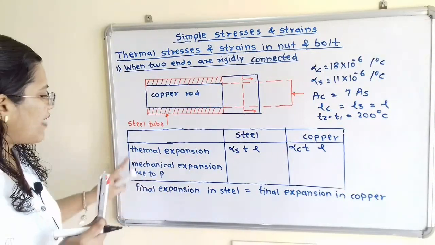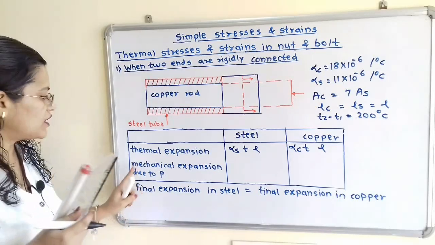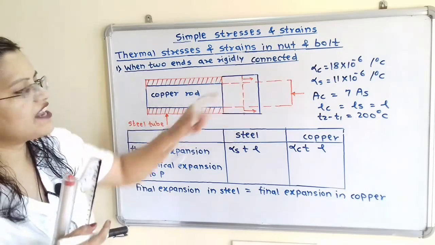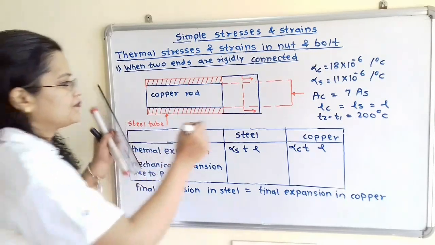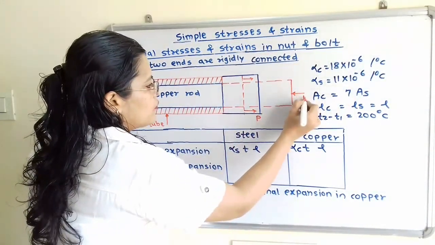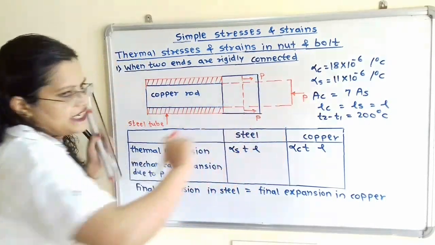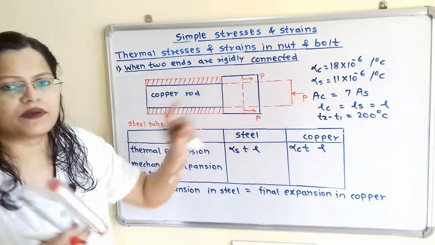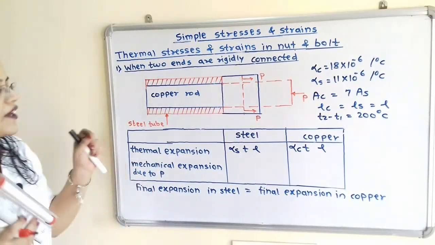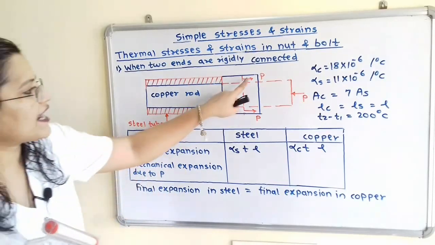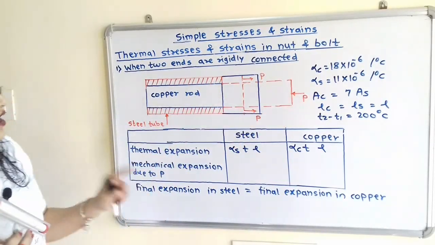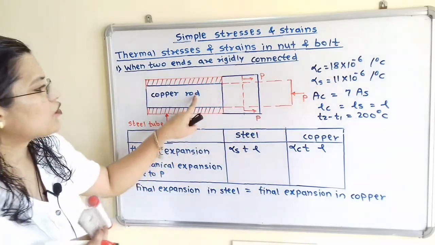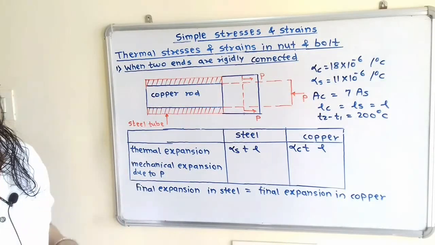Now we will find out the mechanical expansion due to applied force P. Now if we observe here, the tensile force P is applied, and here the compressive force, that is also equal in magnitude. So if we observe, these forces are opposite in direction but equal in magnitude. So what is the expansion or contraction due to this P? Now in case of steel it is expansion, and in case of copper it is contraction. So how to find out?